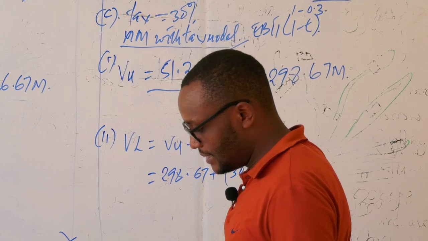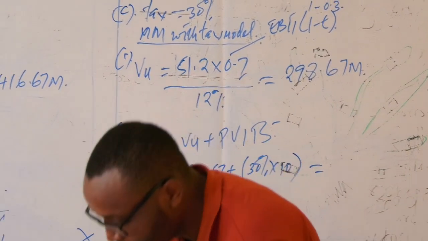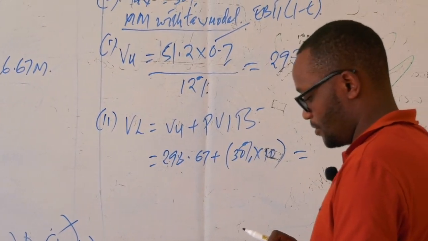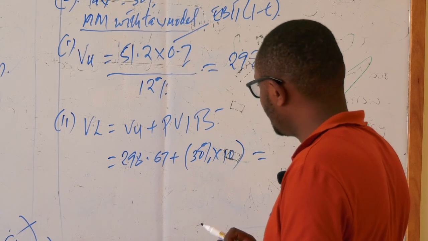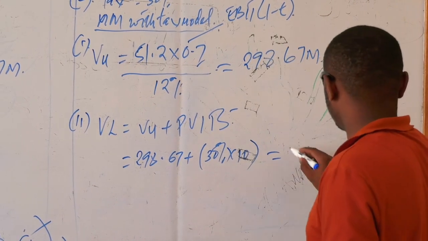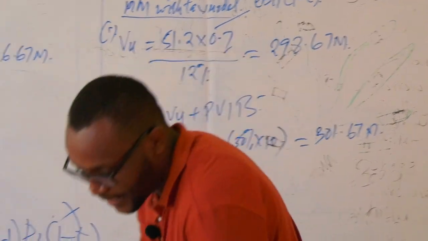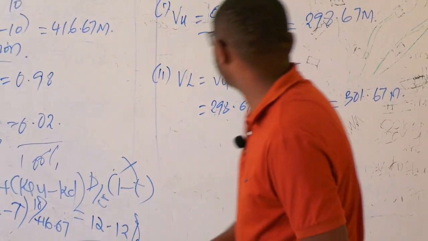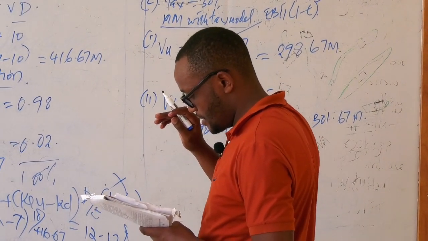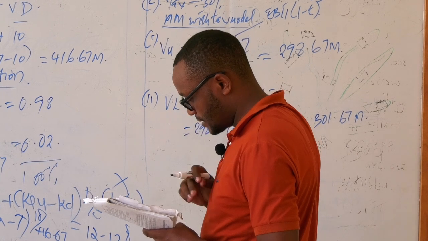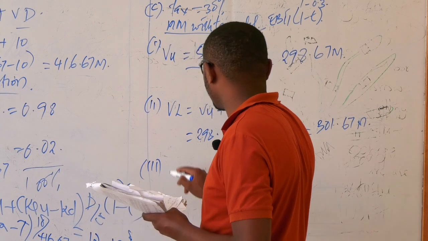And the value of the debt is 10M. So this one, you're going to have 0.3, you start with the brackets, times 10, plus 298.67. So this one is 301.67 million. We proceed. We are through with that one. You have your 2 marks already.